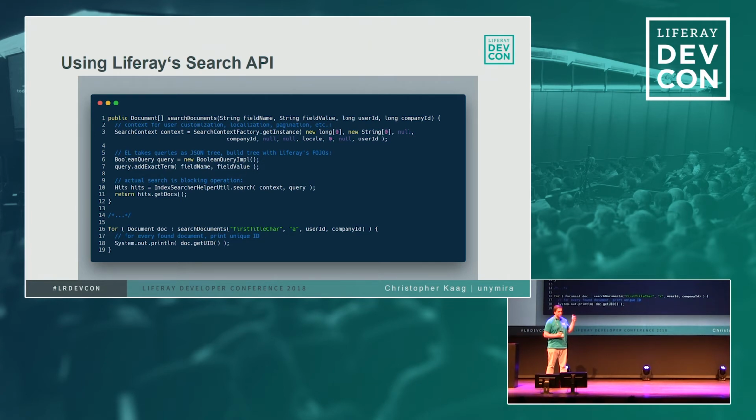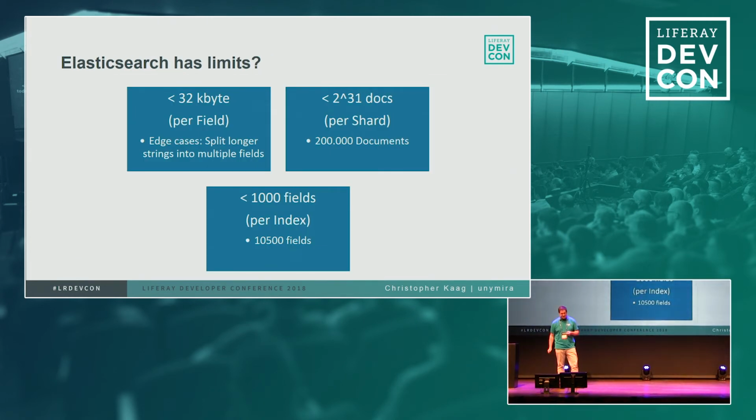Liferay's documentation on this is actually pretty good, and Elasticsearch's documentation is even better, so please look at them. But there's one last thing we did encounter: Elasticsearch still has limits. And I'm not talking about cross-region clusters or anything like this; even with one simple server, you still have some limits.